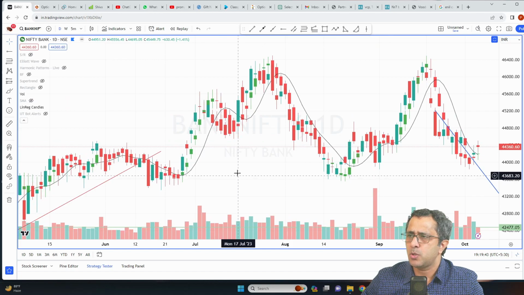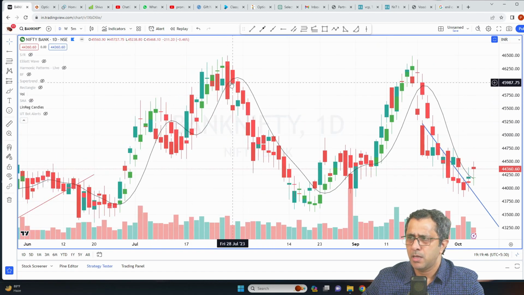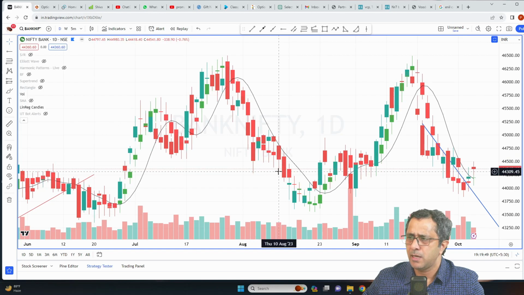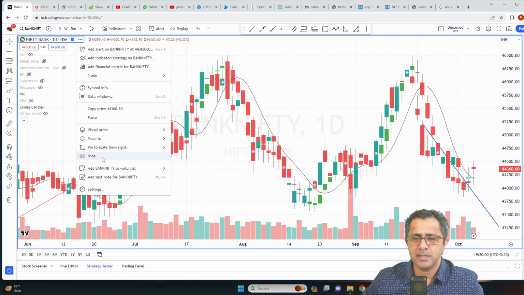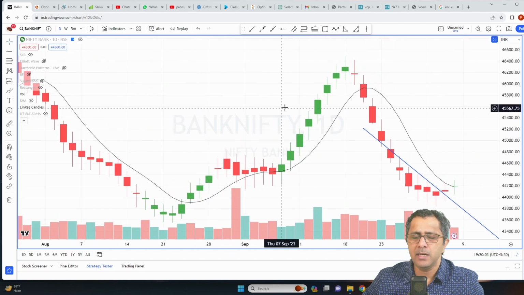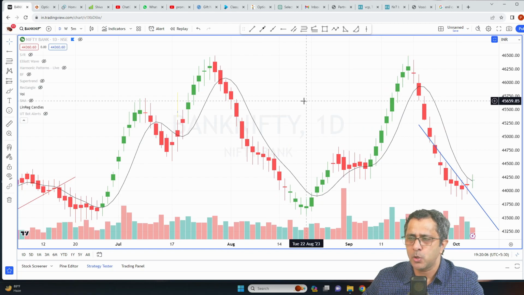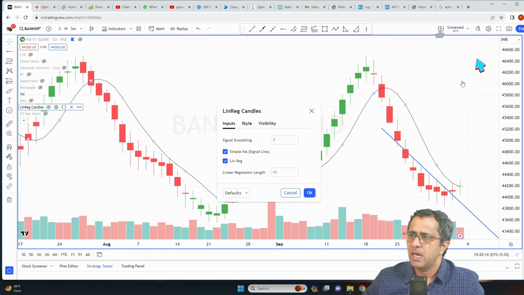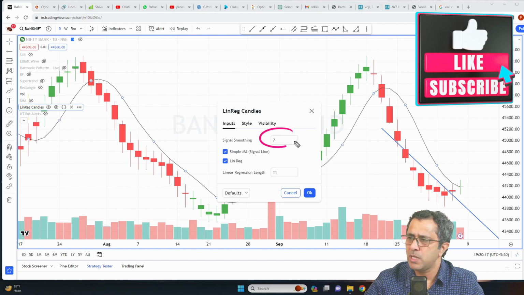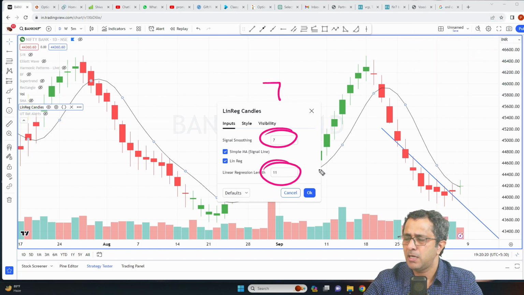So if you see, it's a mix up, the normal candles are also there, and the linear regression candles are also there. To avoid this confusion, you will go to the name on the top, click on the three dots and click on hide. So now you have hidden the normal candles. What you see on your chart is only the linear regression candle. Then you go to the settings, and what I have done is smoothing 7 and signal 11. So you can change your setting accordingly.